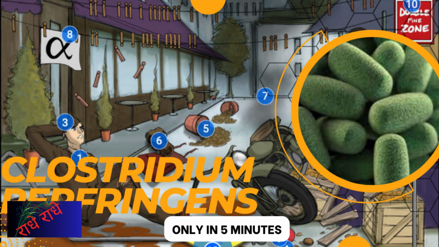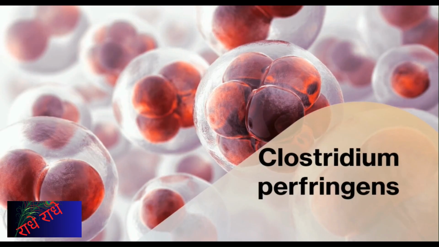Tonight, we will be discussing Clostridium perfringens, a gram-positive, anaerobic, spore-forming bacterium that can cause a variety of diseases such as food poisoning, and has mechanisms of antibiotic resistance.